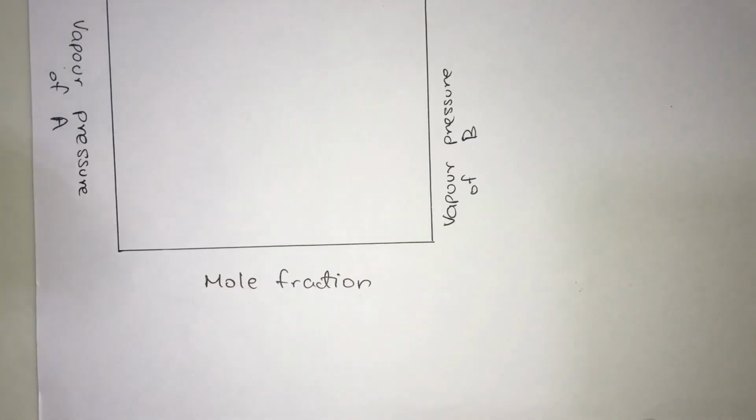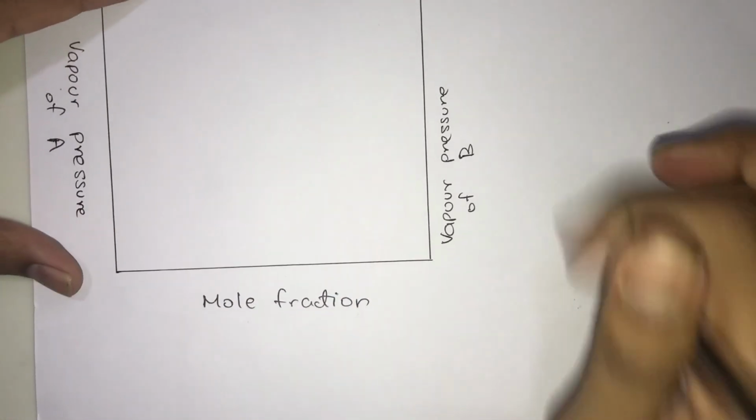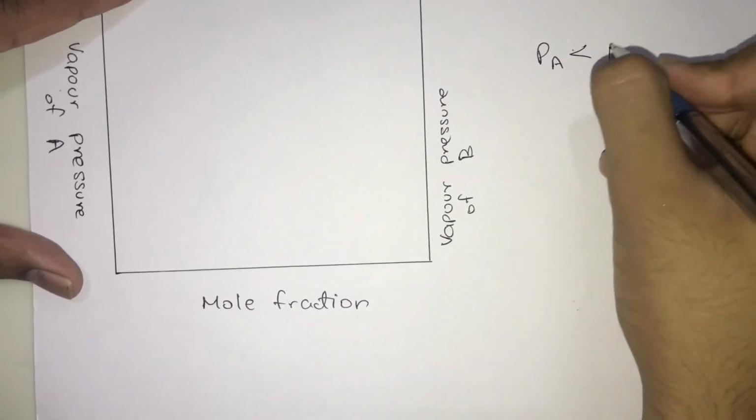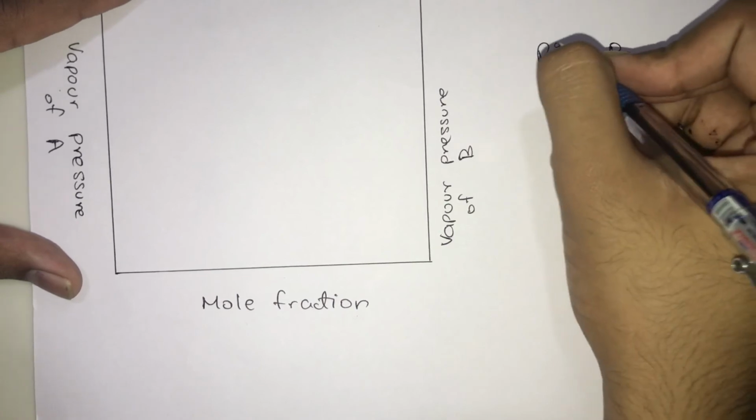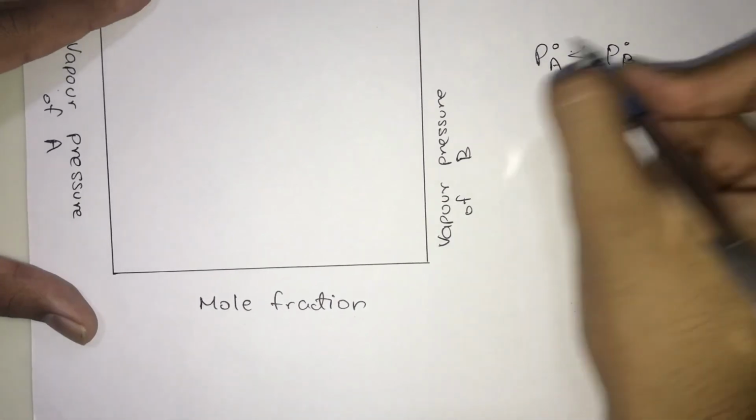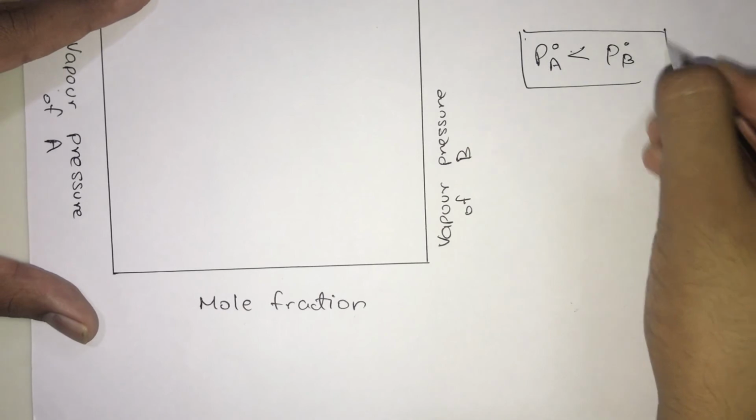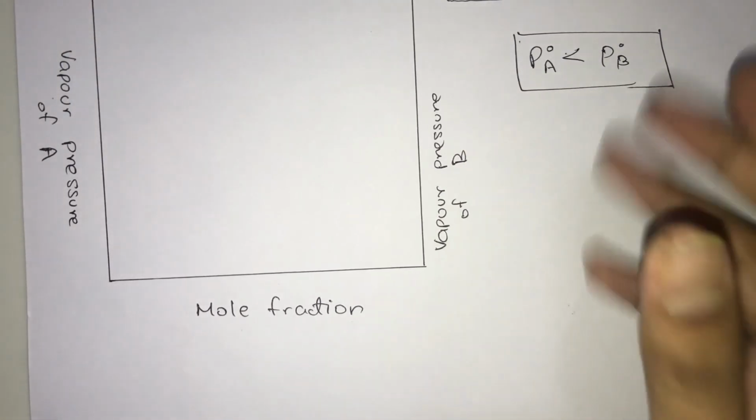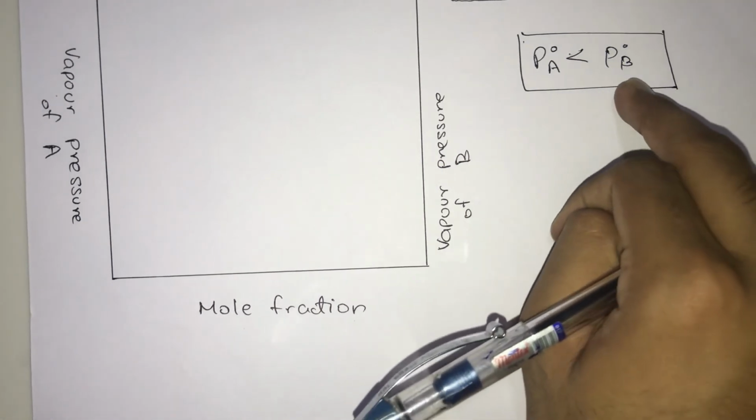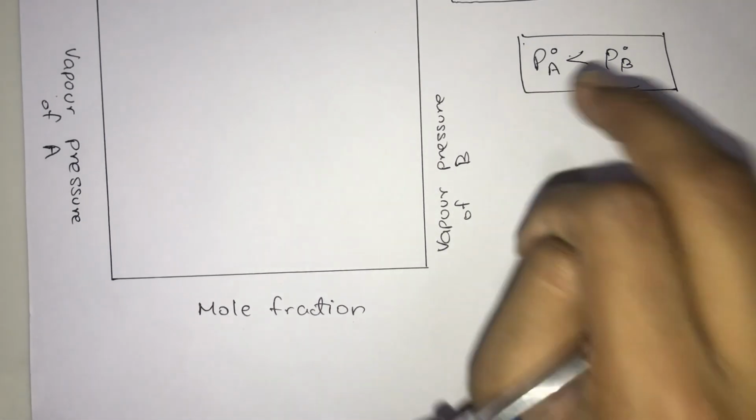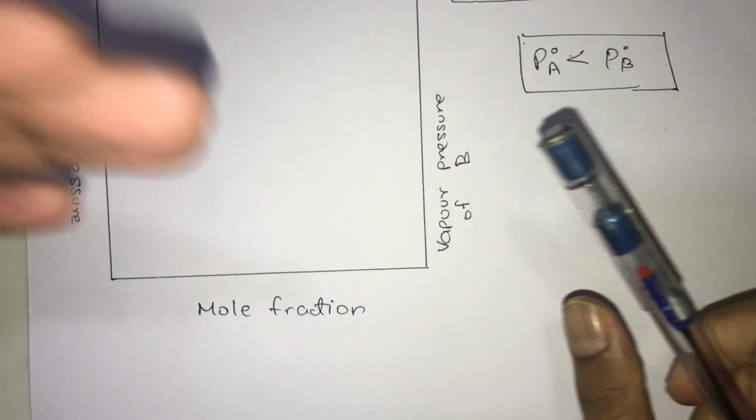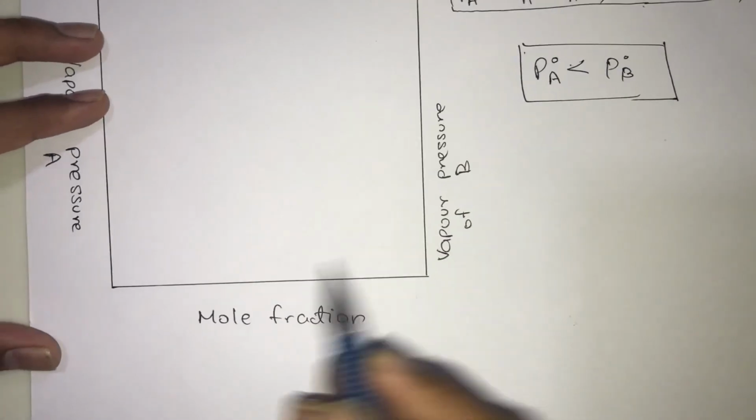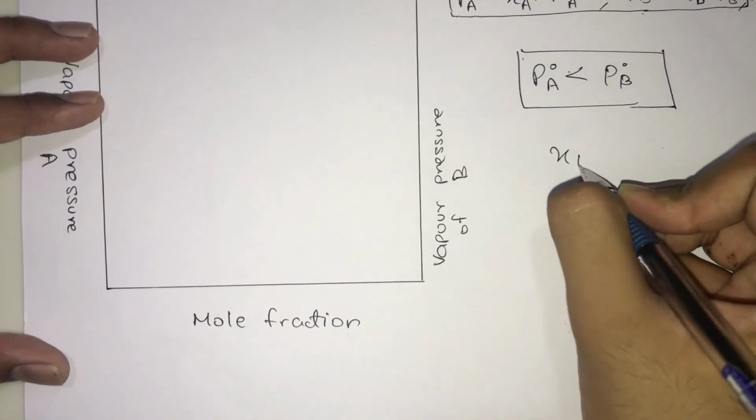Now let's assume that vapor pressure of A is less than vapor pressure of B. Okay, so we have assumed that the vapor pressure of A is less than the vapor pressure of B. You can assume them to be same, or you can even assume that vapor pressure of B is less than vapor pressure of A. It's your choice. For our understanding, we are assuming this case.